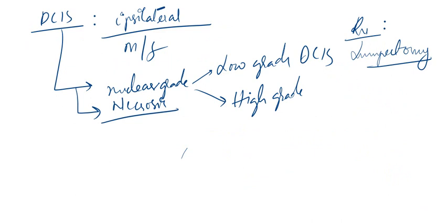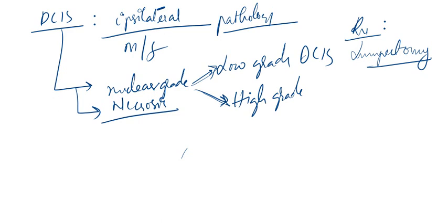So, previously we stopped at DCIS grading and DCIS classification. According to the pathology, we will classify DCIS into nuclear grade and necrosis orientation, right? According to the pathological features, it is classified into nuclear grade and necrosis. Regarding the nuclear grade, it is classified into low grade DCIS and high grade DCIS, right?